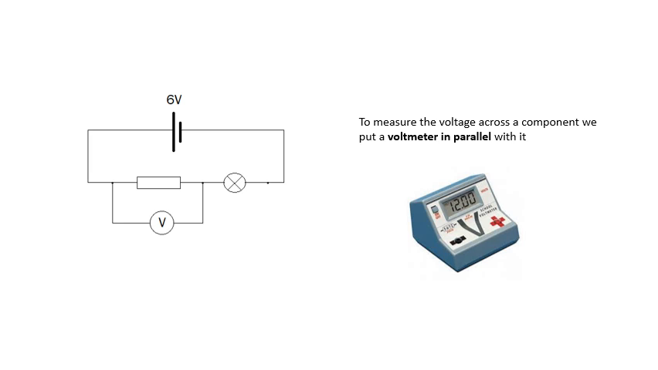To measure the voltage across a component, we put a voltmeter in parallel with it. What we're actually doing is measuring the difference in potential energy between those two points, before and after this resistor. Remember, voltmeters in parallel, ammeters in series. Yes, voltmeter in parallel, ammeter in series.